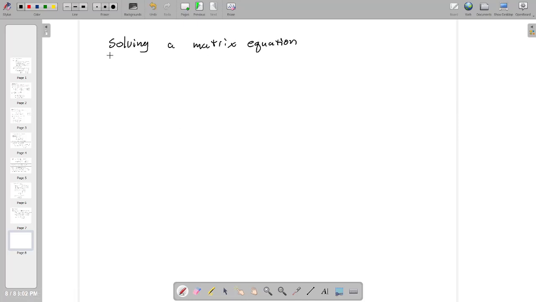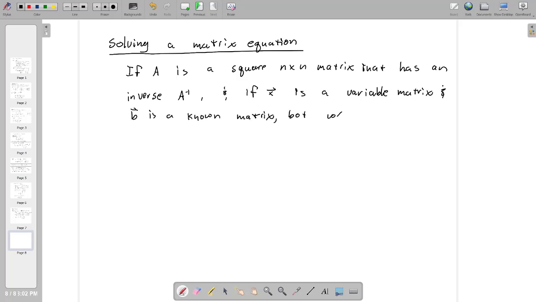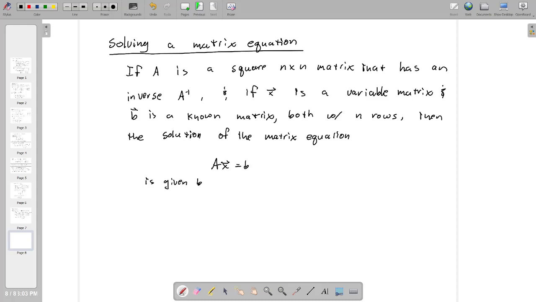Solving a matrix equation. If A is a square n by n matrix that has an inverse A inverse, and if X is the variable matrix where B is a known matrix, both with n rows and n columns, then the solution of the matrix equation AX equals B is given by X equals A inverse times B. Exactly what I showed before.